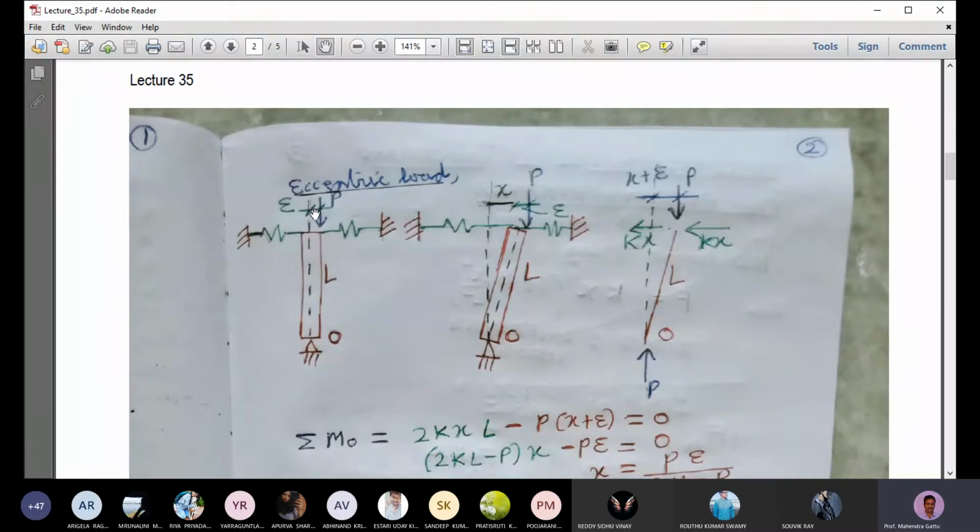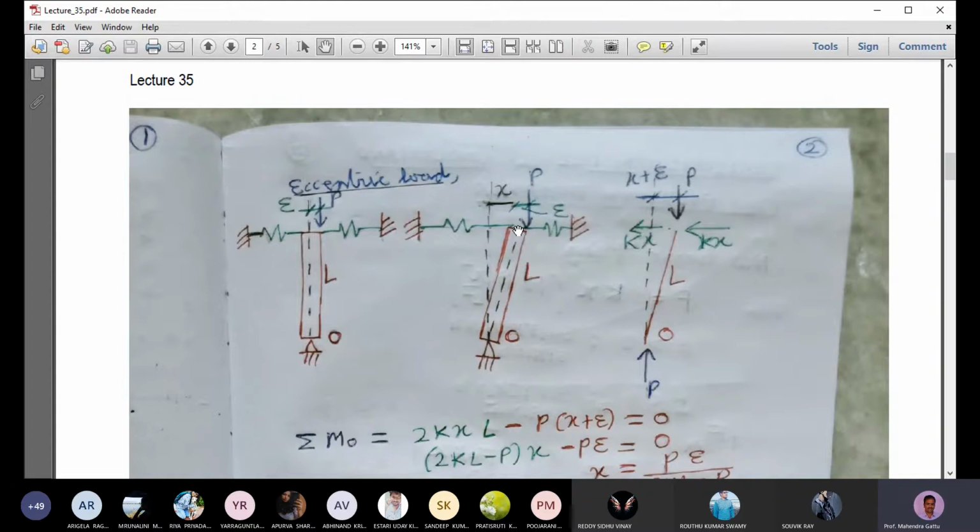So in this case, we are looking into the eccentricity in the loading. So the eccentricity is epsilon. This is the center line of the column and load P is here. And we'll do the same analysis. So we'll displace this column by a small amount, and then we'll draw the free body diagram in the equilibrium configuration and then apply the moment equilibrium at point O.